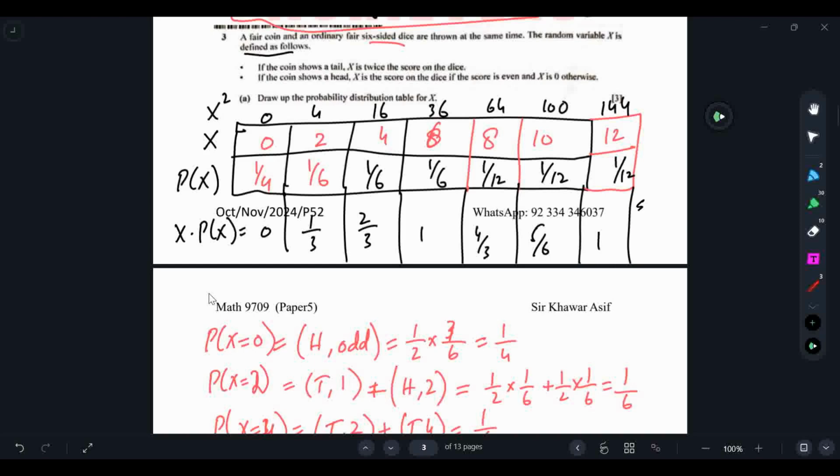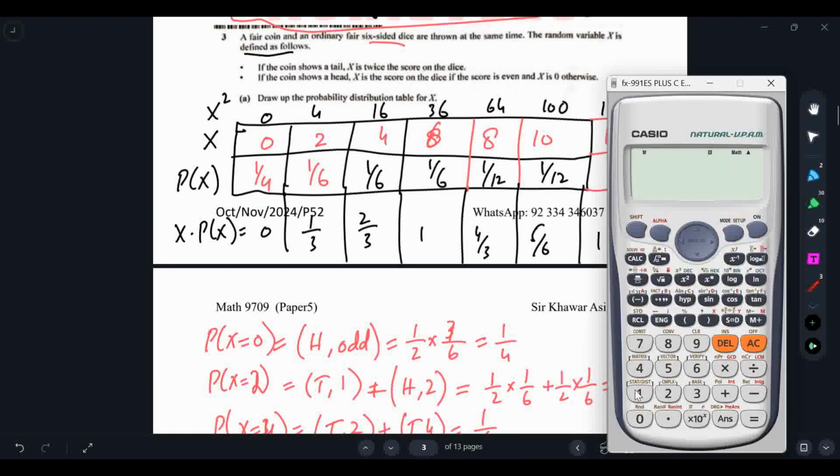Now if we add it, the summation of x times probability of x will be equal to 1 by 3 plus 2 by 3 plus 4 by 3 plus 1 plus 1 plus 5 by 6 plus 1. So this will be equal to 5.16.